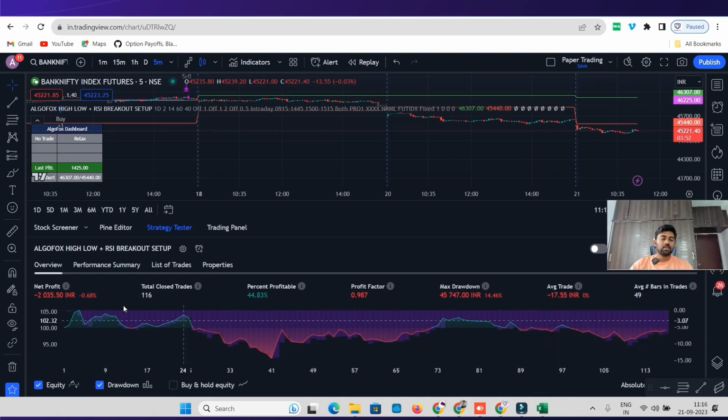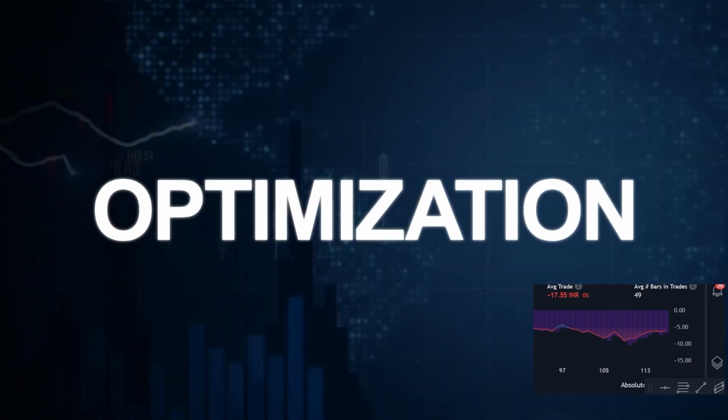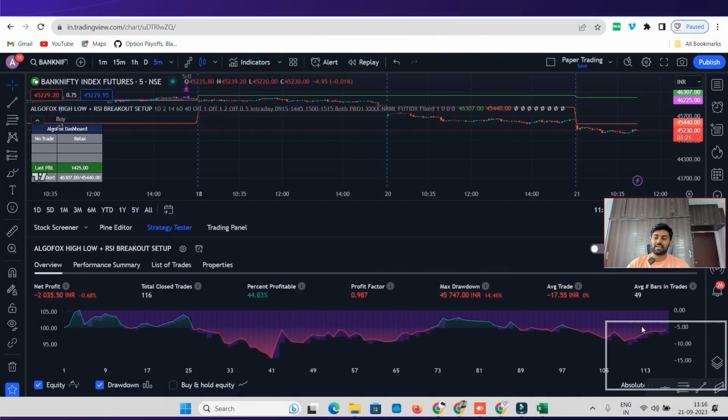As you can see, the backtest results are not that good. In the last 1 year, it gave a result of minus 0.68, profitability is 44.83, win rate is 0.987. However, as I said, we have added multiple parameters in it. Let us backtest them in detail and make sure the strategy becomes profitable. Now, the next phase of what we are going to do here is called optimization. So let us just optimize this strategy.